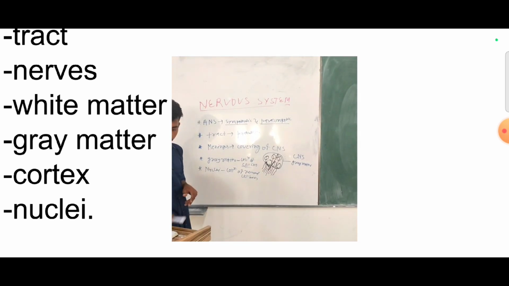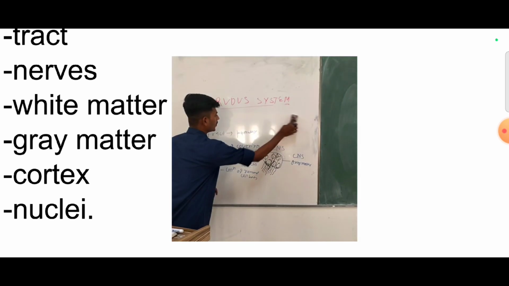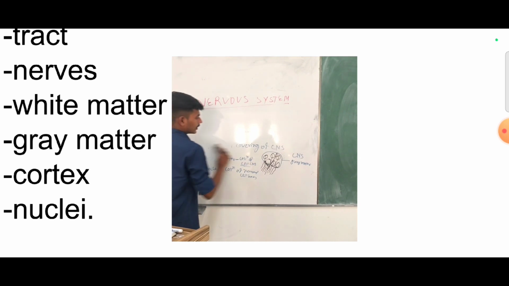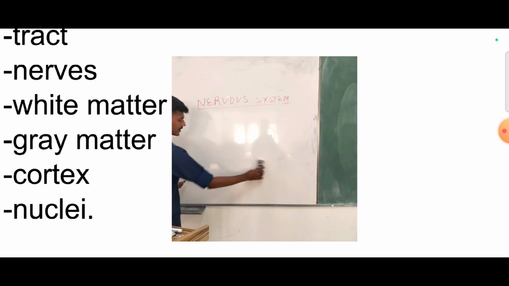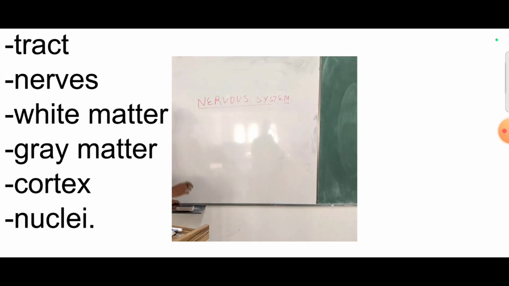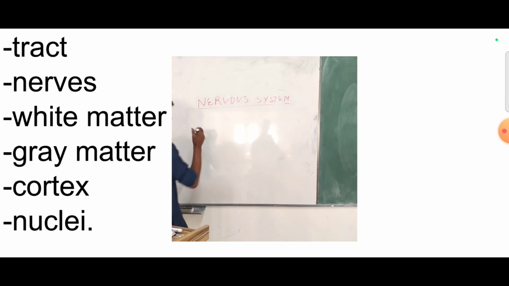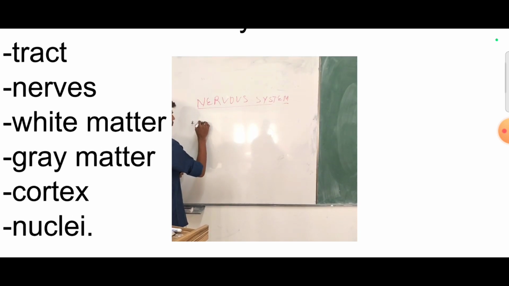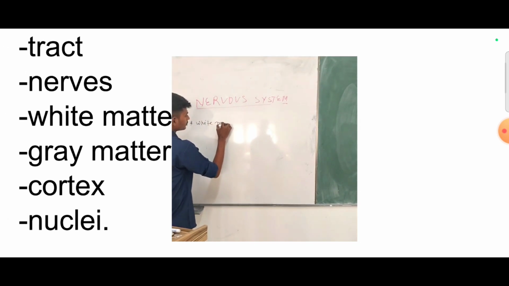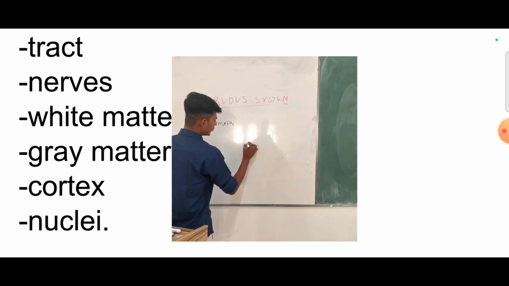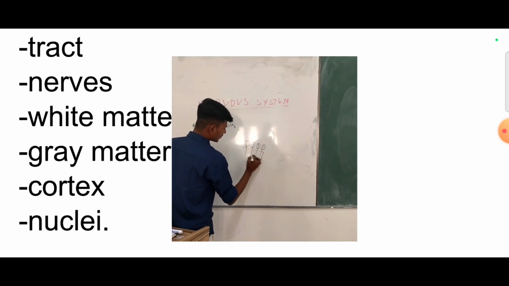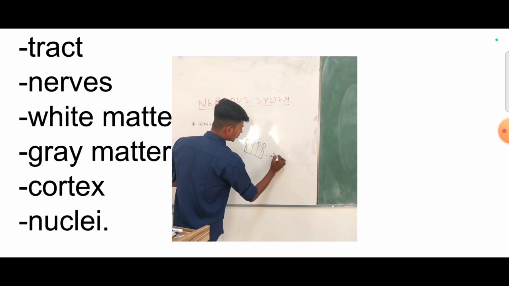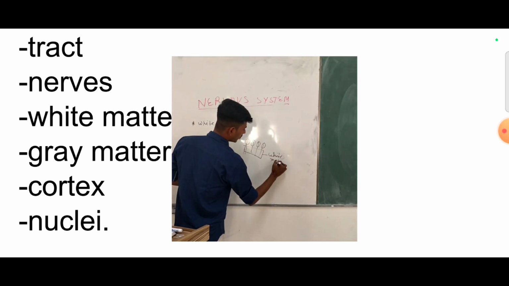Clear? Now another term related with the nervous system is white matter. Now you know that the collection of cell bodies appears gray, and the collection of axonal bodies constitutes the white matter. See, these are the neurons, and these collections appear white, so they are called the white matter. Clear?